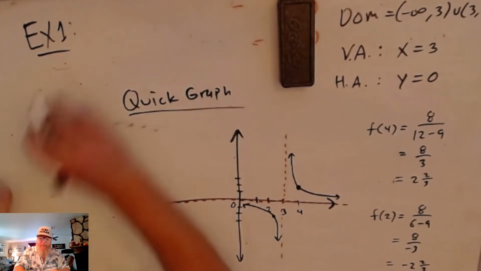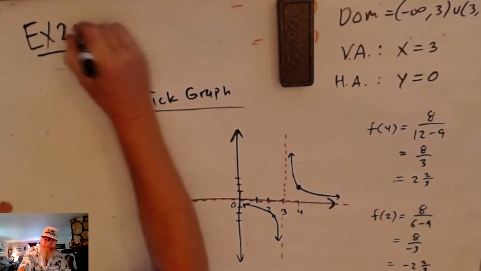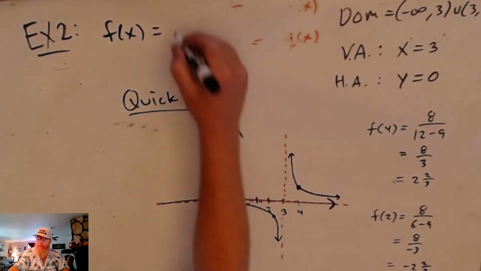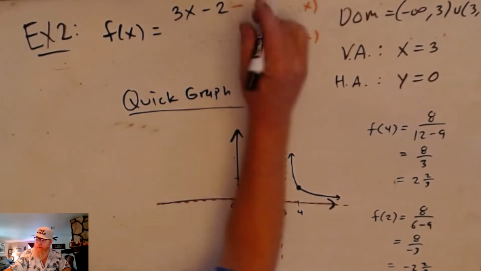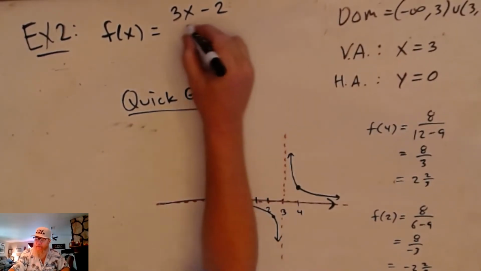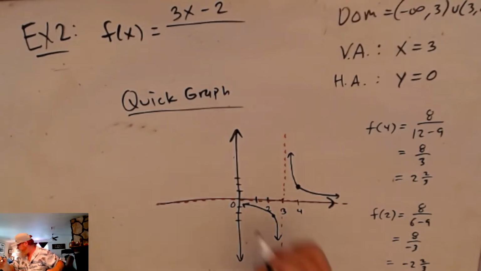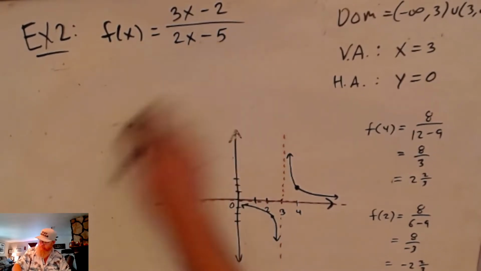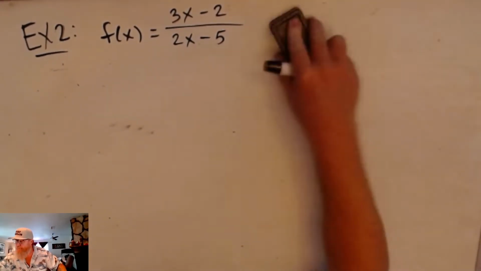The next example is (3x minus 2) over (2x minus 5). Oh, there it goes again. Let's see if we can bring it back to life.